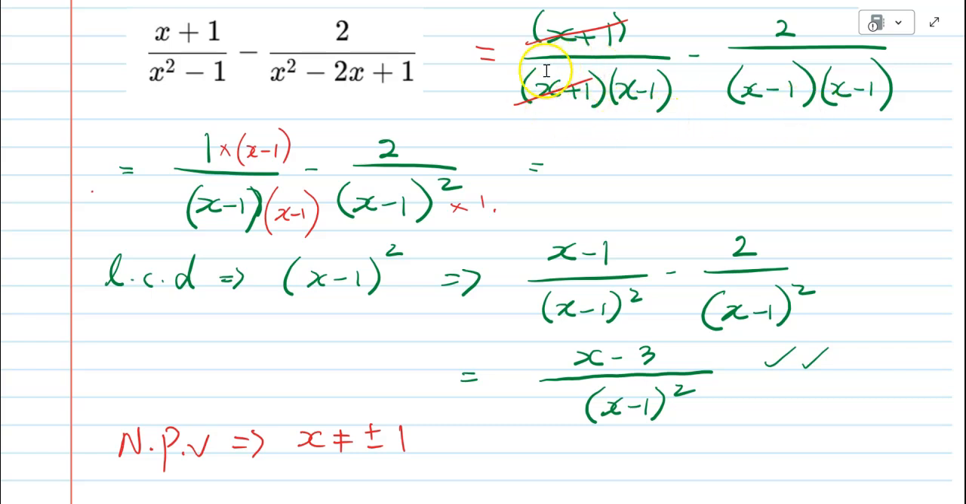And then the one that is not part of the NPV, which is x plus 1 and x equal to negative 1. Remember, the negative 1 is coming from here, and plus 1 is coming from the x minus 1 factor. So that's what happens.